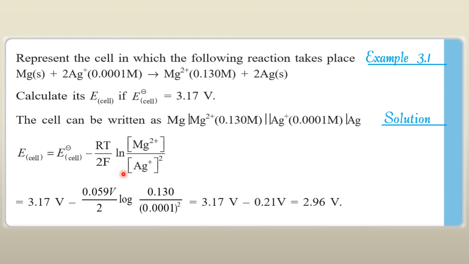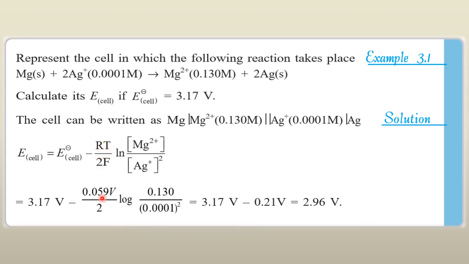So it's simple. We use the formula E cell is equal to E0 cell minus RT upon 2F. Why 2? Because the exchange of electrons is 2. Magnesium is releasing 2 electrons, hence silver has to accept 2 electrons. So the exchange of electrons during the chemical reaction is 2. Natural log will be converted into log. We don't have to show the calculation.